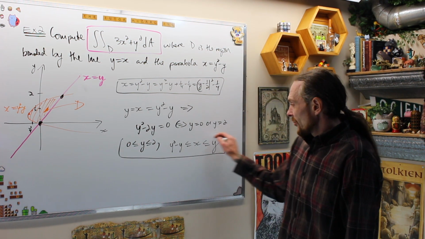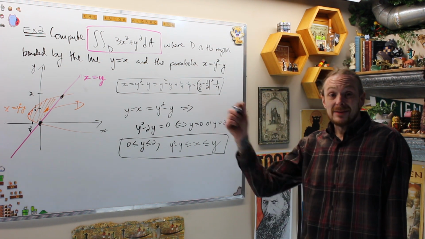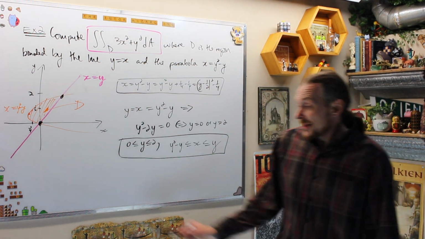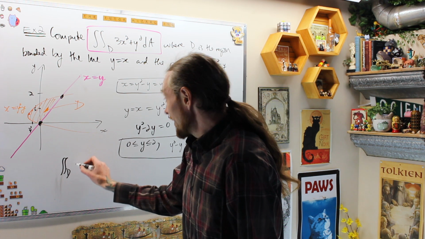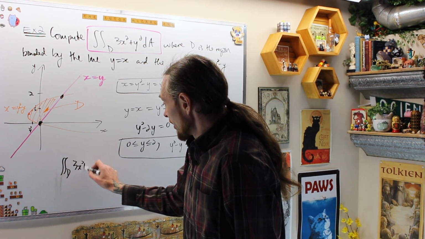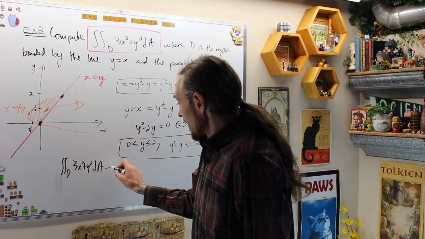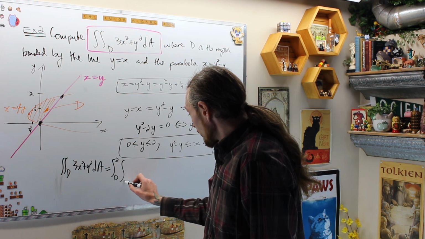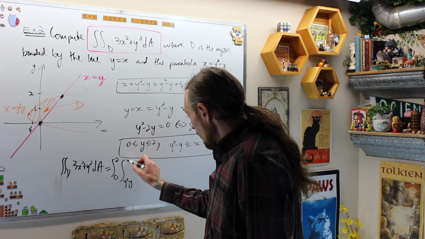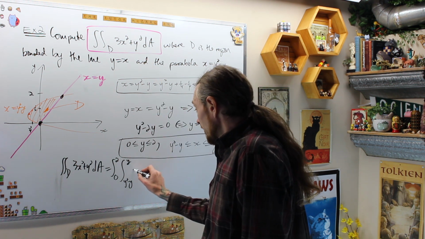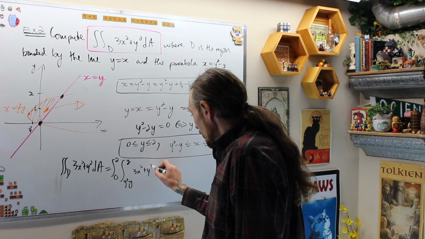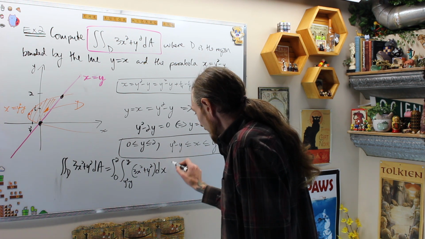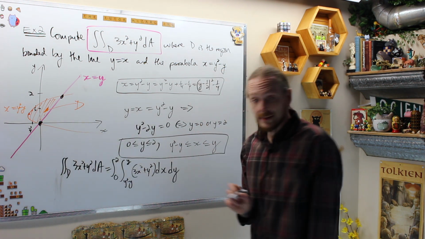From this information, what we're going to do with that now is we have our bounds and we can use the Fubini theorem again. This tells us the double integral over D of 3x squared plus y squared dA can now be written as the integral from 0 to 2 of the integral from y squared minus y to y of our function 3x squared plus y squared dx dy this time.